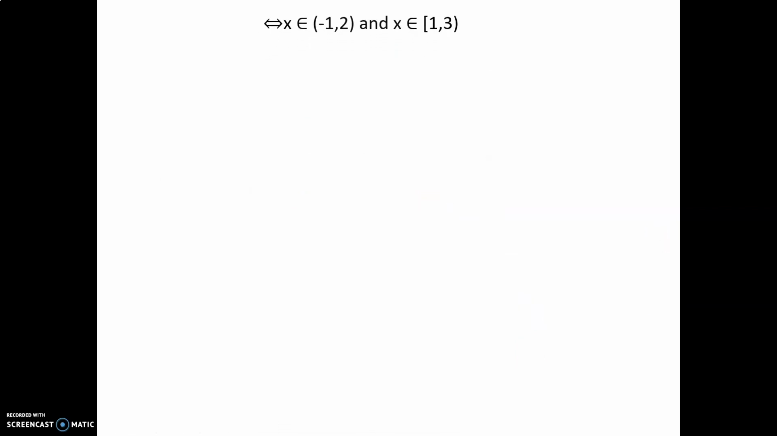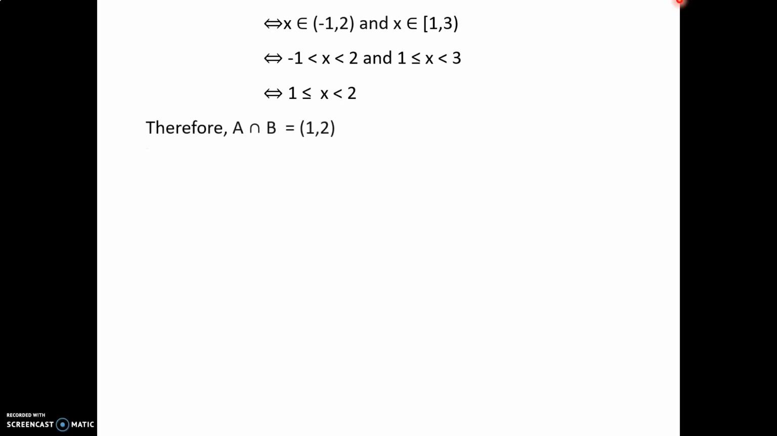That is, x belongs to the open interval (-1, 2) and x belongs to the semi-closed interval [1, 3). Here x lies between -1 and 2, and x is greater than or equal to 1 and less than 3. These two conditions are satisfied only if x is greater than or equal to 1 and less than 2. Hence we say that A intersection B is equal to [1, 2).